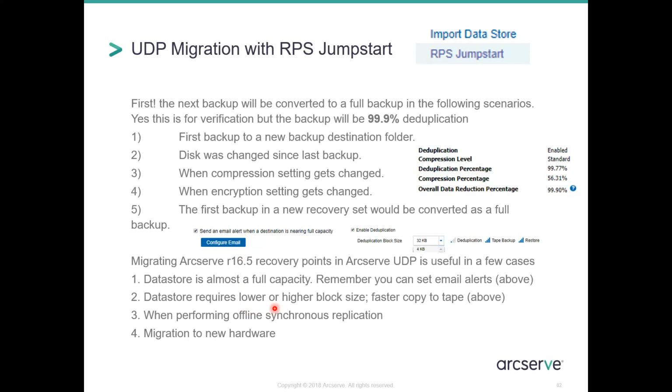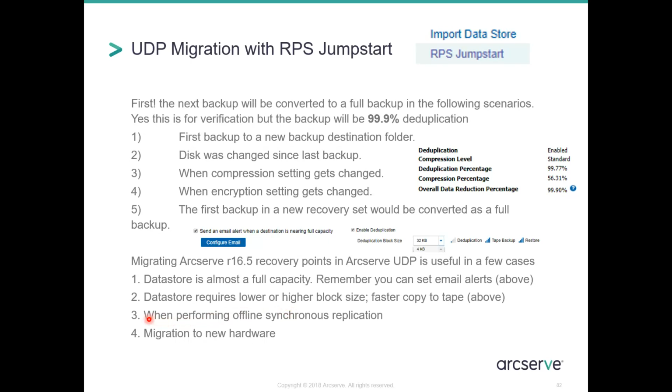Secondly, if you have to change the dedupe block size, maybe you're adding a copy to tape. So for faster tape, we go to a larger block size. Or we're just using disk and we want to conserve disk, so we want to go to a smaller block size. Whatever the case may be, this is another reason why you may want to use Jumpstart to migrate between different sized data stores.